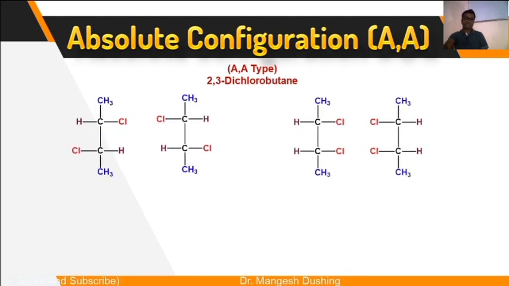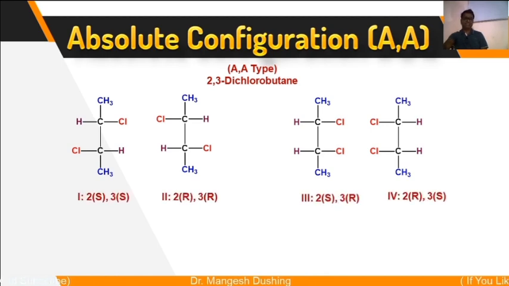Similarly you can find out the absolute configuration for all isomers of 2,3-dichlorobutane. So these are all the isomers. You can find out the absolute configuration for all centers. So this is compound number 1. This chiral center is S. This is S, R, R, S, R, R, S. We know that compound number 1 and compound number 2 are non-superimposable mirror images. So these two are enantiomers. In enantiomers, the optical rotation is inverted. So S is converted to R, S is converted to R.